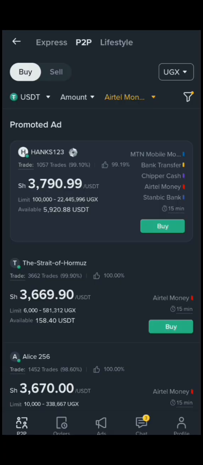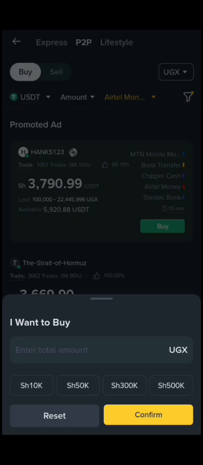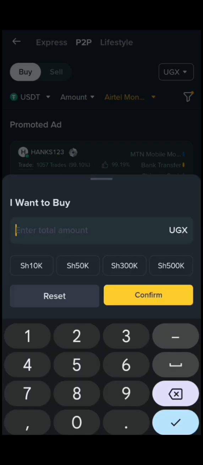Once you press on confirm, of course, automatically Binance is going to bring you those merchants that allow your payment method on top. So another shortcut we are going to make is to press right here on amount. Enter the amount of Ugandan shillings you're going to use to buy USDT. For example, I'm going to buy USDT for 34k Ugandan shillings. After entering the amount, press on confirm.